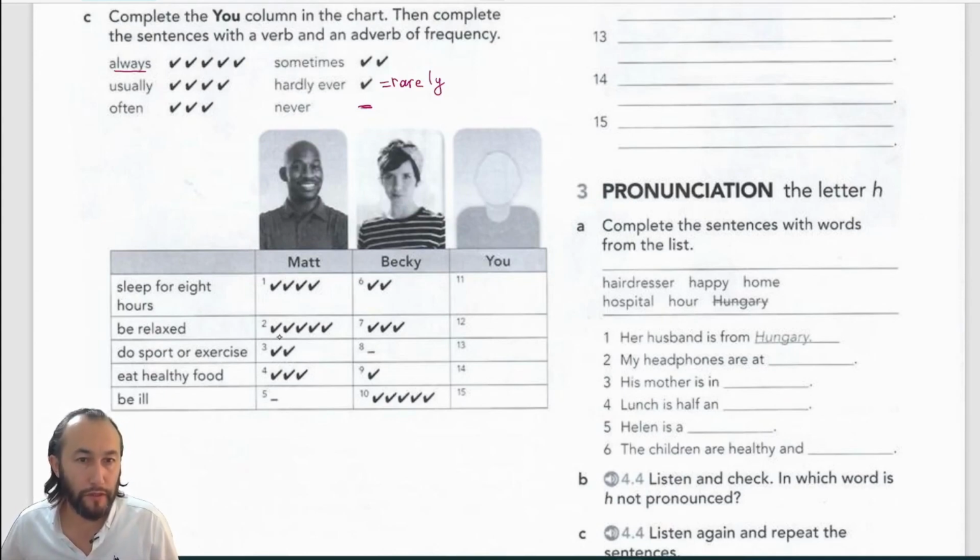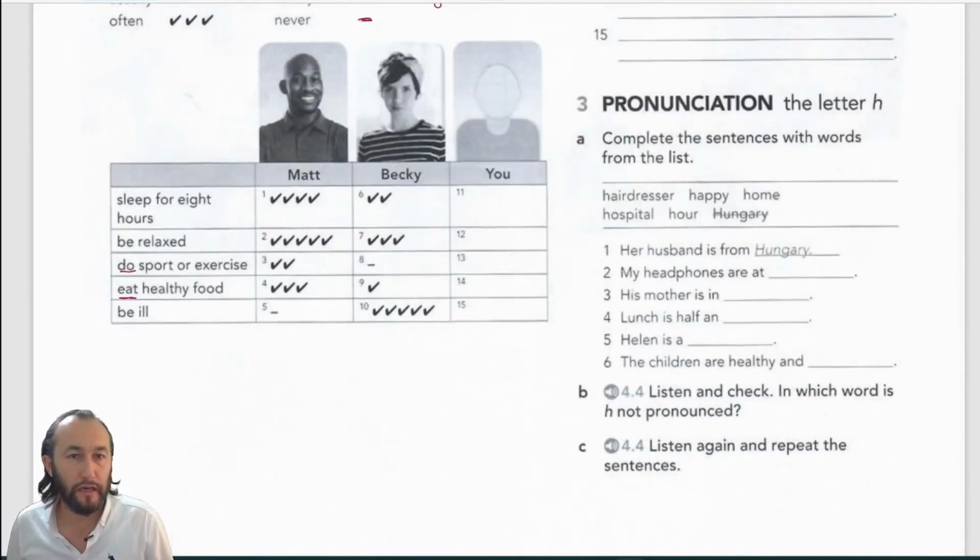And then number 2 is always. Got 5 ticks, right? So Matt, now be relaxed. So Matt is always. Always comes after be. We know that, right? So Matt is always relaxed. And number 3 is sometimes. So Matt sometimes does, because Matt is he, does sport or exercise. And number 4, that is often. So Matt often eats, because eat is a verb, so we need to put the often before, right? So Matt often eats healthy food.